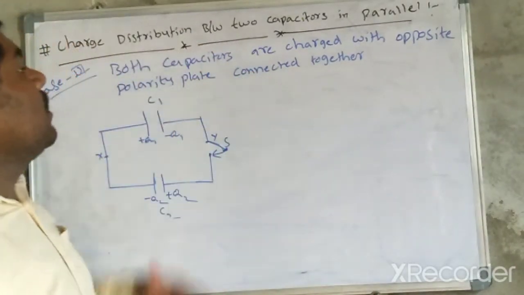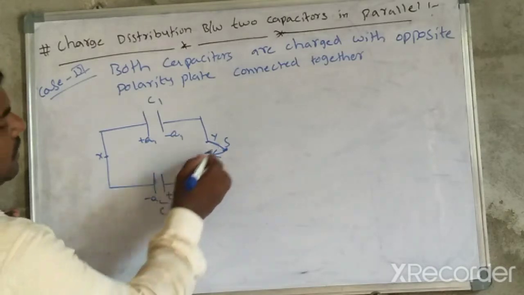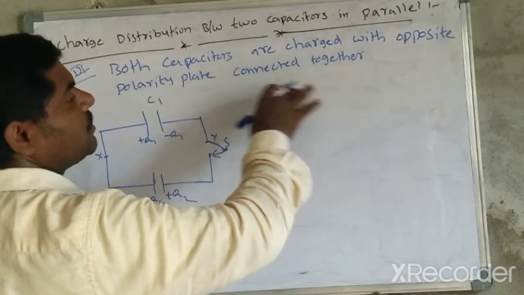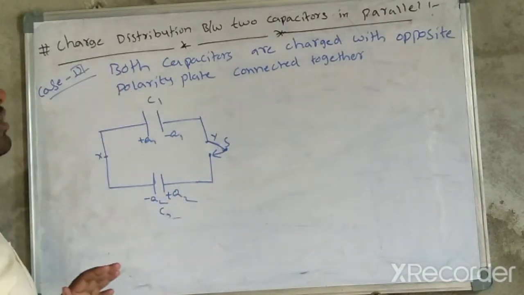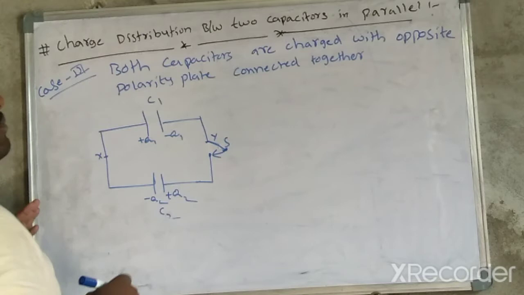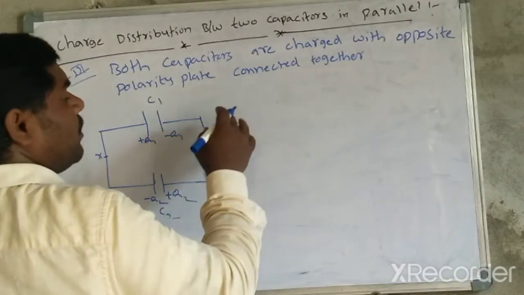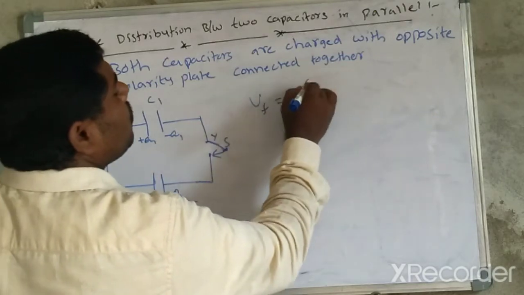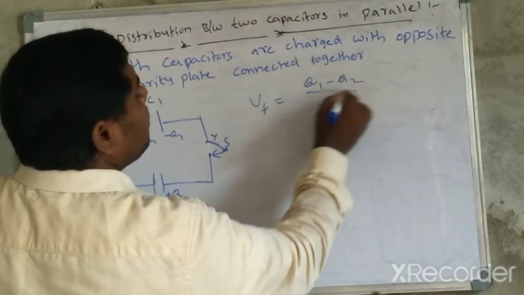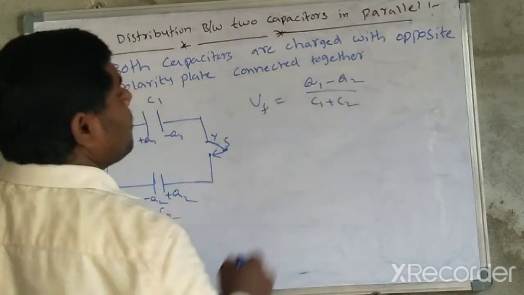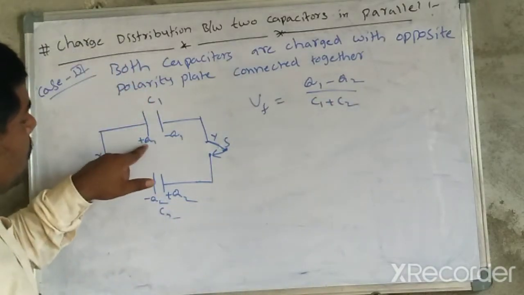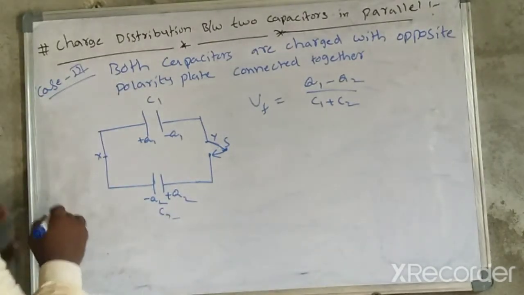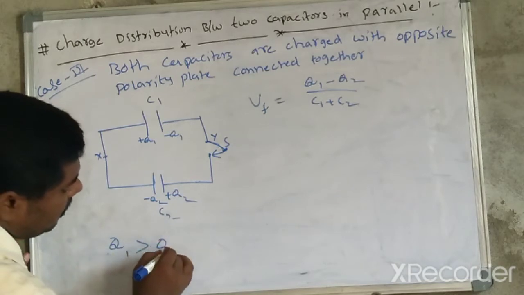So this is our case. That's why these two are connected like this. Whenever the switch is closed and the circuit is connected, the final potential difference across the capacitor will be V final equal to Q1 minus Q2 divided by C1 plus C2, because here the minus Q2 is on the left side. Here Q1 is bigger than Q2.